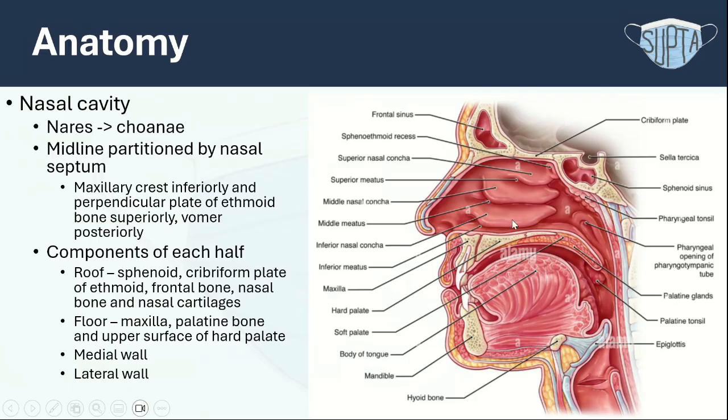you can see here. Then you have your medial and lateral walls as well. So this is quite a good diagram, particularly to go through in your own time, which shows all of the anatomy that's important for all the clinical correlations that we'll go through shortly.